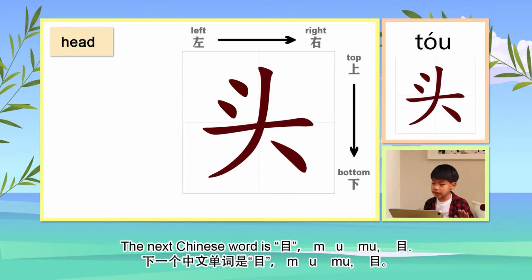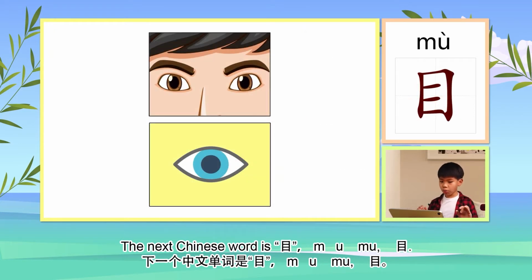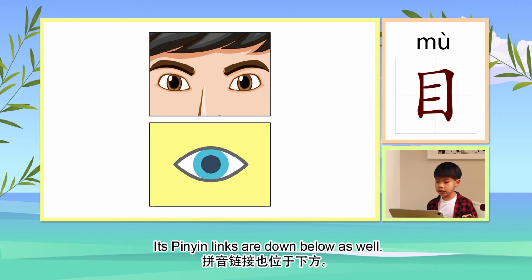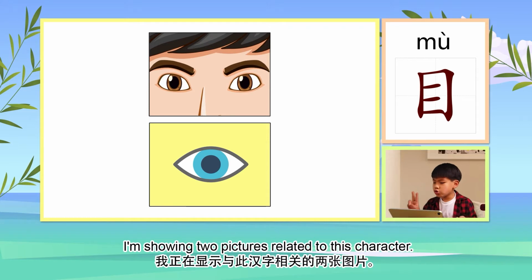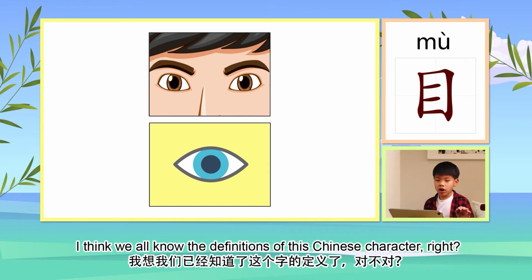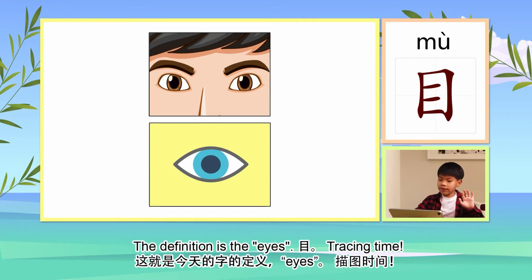The next Chinese word is 目. Mu. Its pinyin links are down below as well. I'm showing 2 pictures related to this character. I think we all know the definitions of this Chinese character, right? You don't even know it? The definition is the eyes.